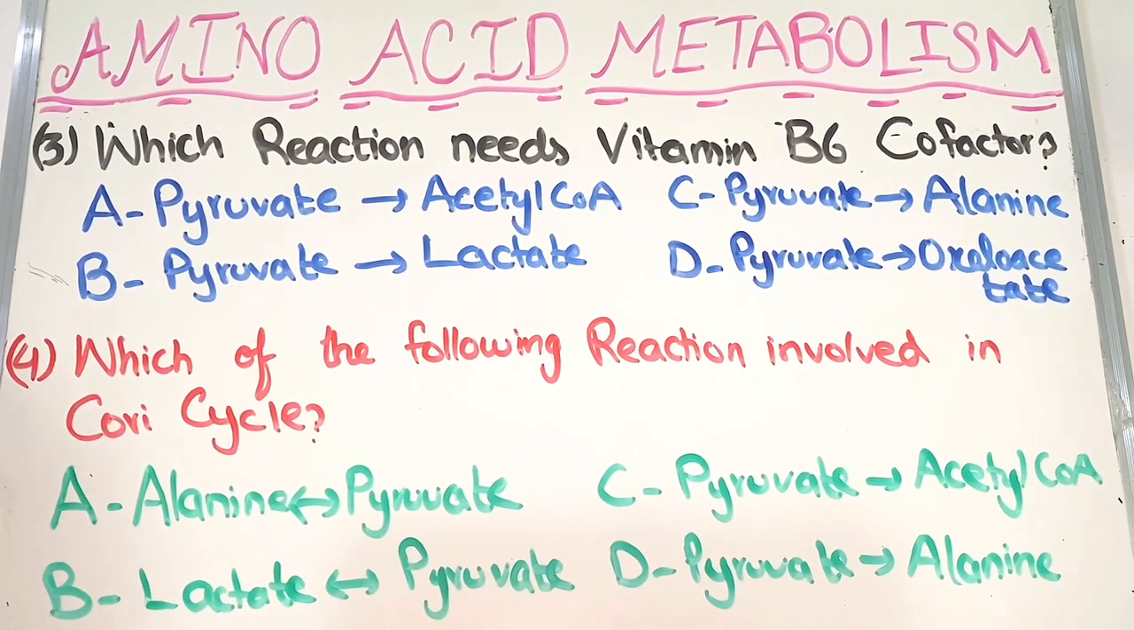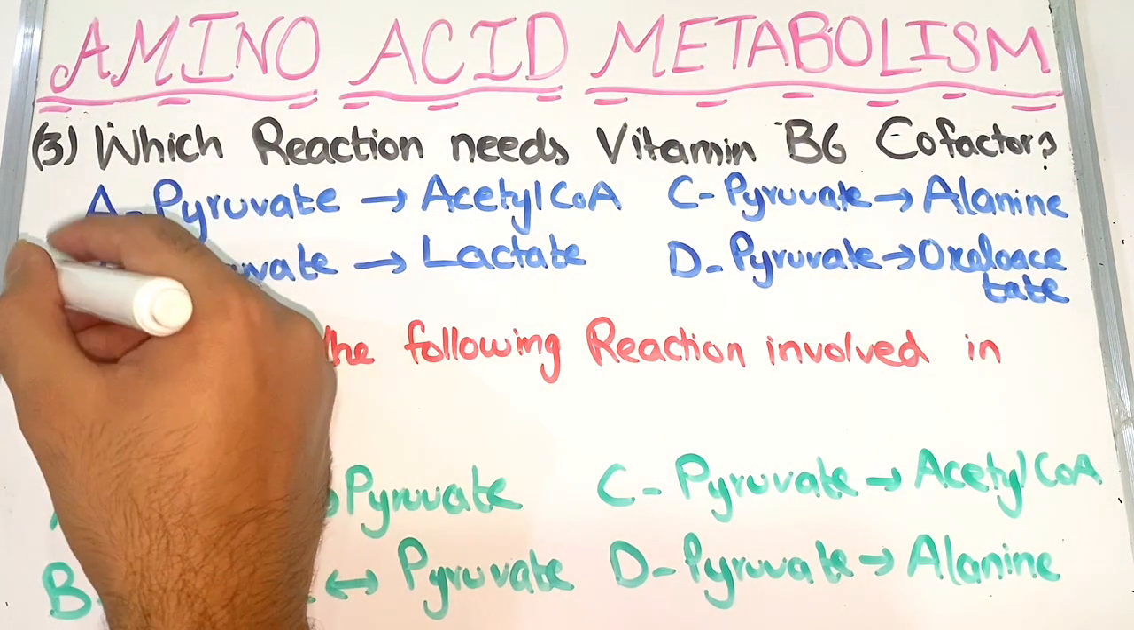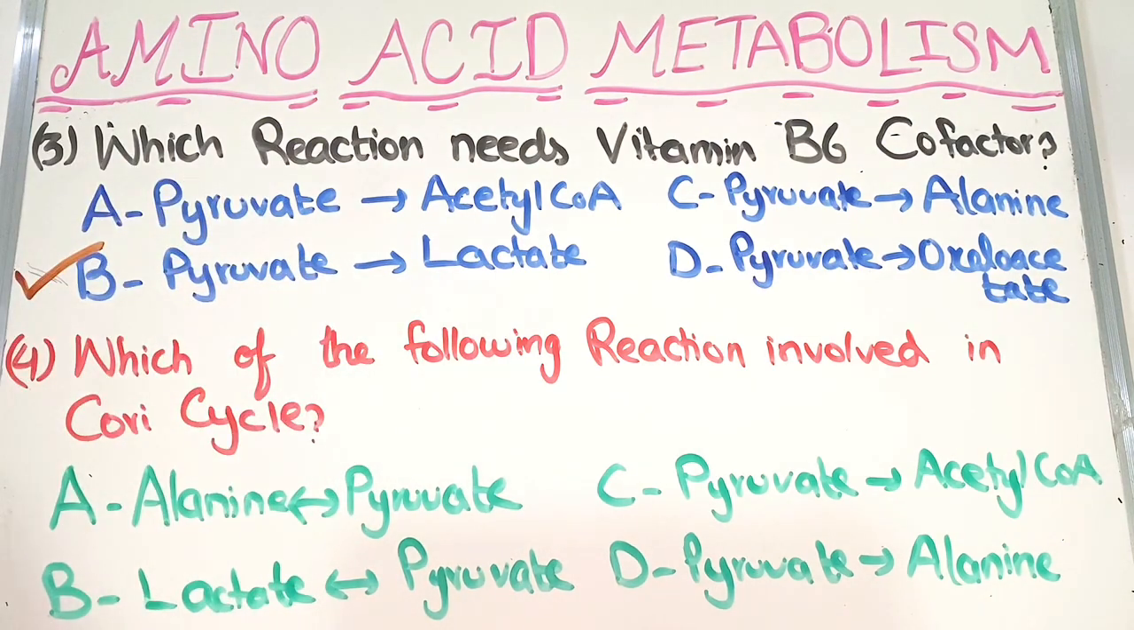Which reaction needs the vitamin B6 cofactor? As we know, pyruvate into acetyl CoA requires some other cofactors and vitamin B3. Pyruvate to lactate requires B6. Option C, pyruvate to alanine, requires B3 and other cofactors, and D, pyruvate to oxaloacetate, requires biotin. So the right option is B, pyruvate into lactate.